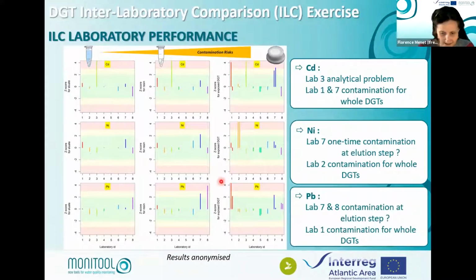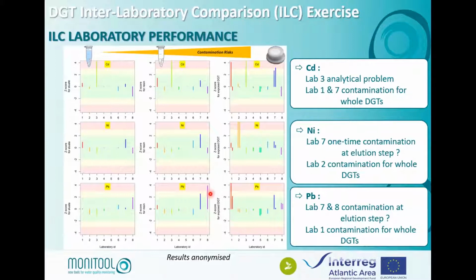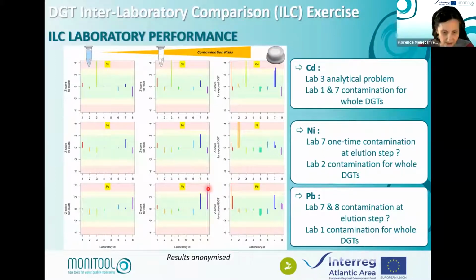And for lead, lab 7 and 8 seem to have had a contamination problem during the elution steps. The results were more questionable or unsatisfactory for lab 8, whereas the analysis only was relatively quite good for the two of them. And for lab 1, apparently there was contamination for the analysis of the whole DGT, but especially for one of the 2 replicates that were analyzed for this laboratory.